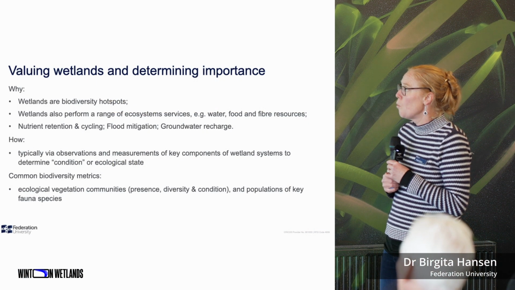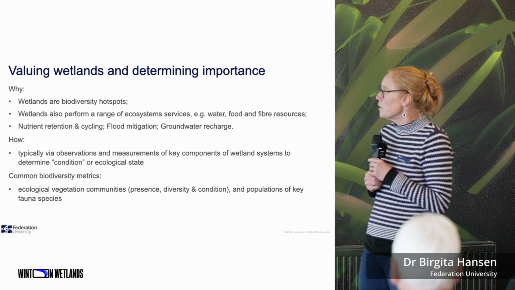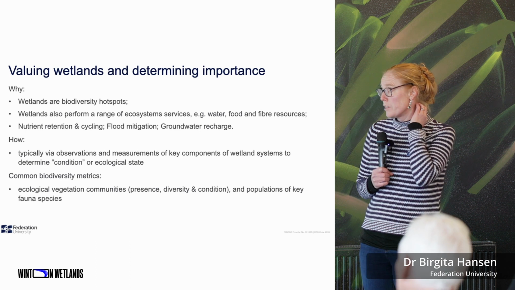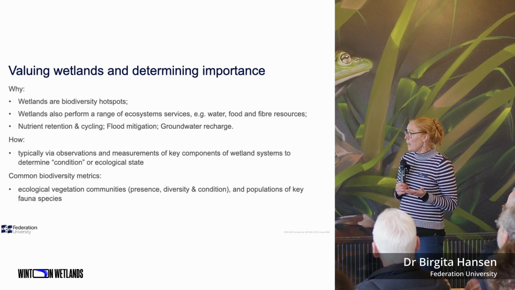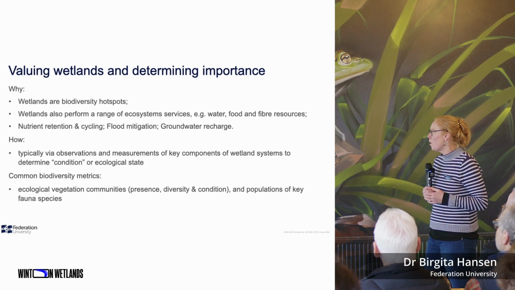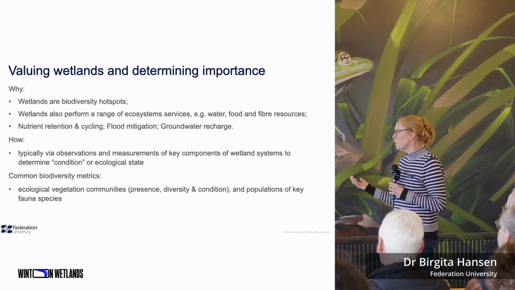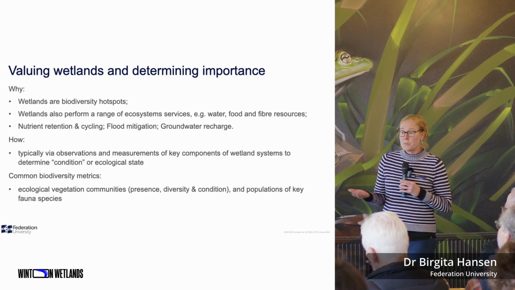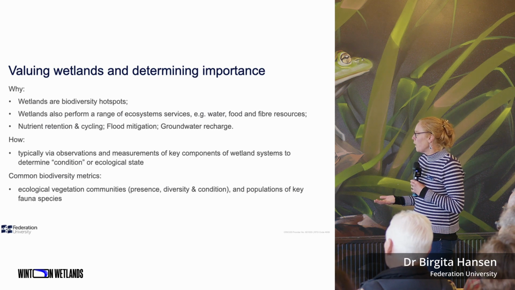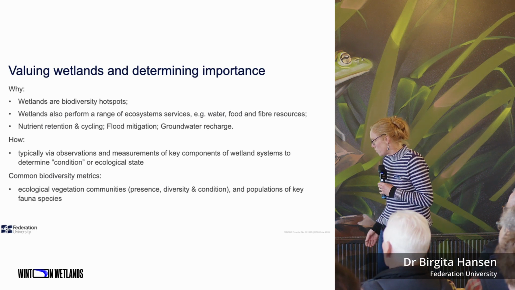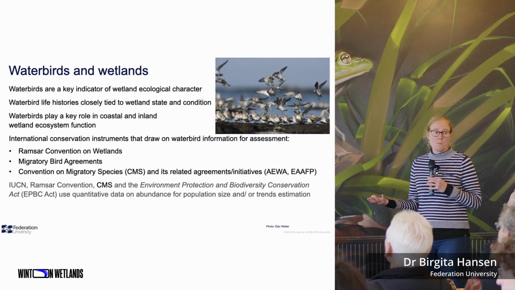I think we all know why wetlands are important, particularly in terms of those ecosystem services for people as well as the biodiversity they support. And how do we actually determine importance for wetlands? So typically, as we've seen, by observations and measurements of key components of wetland systems to determine some sort of ecological state. And then from a biodiversity perspective, we're looking at things like vegetation communities, fauna, flora, diversity, condition, etc.